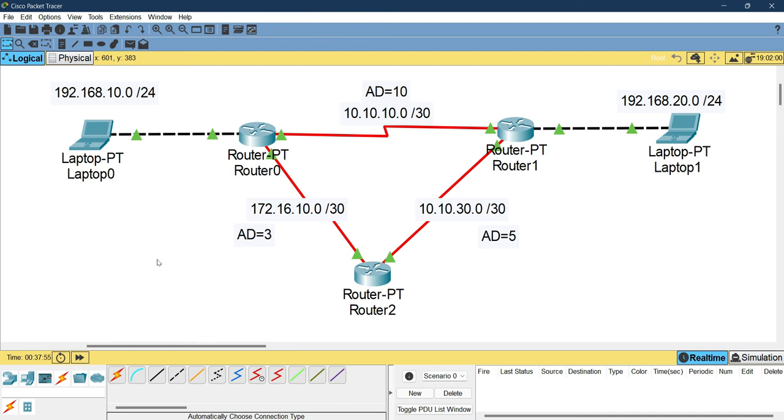So this is basically a very simple example, and you can also configure it in your Cisco Packet Tracer. Do watch my static route and RIP videos, and then configure your own route and design your own routing table.